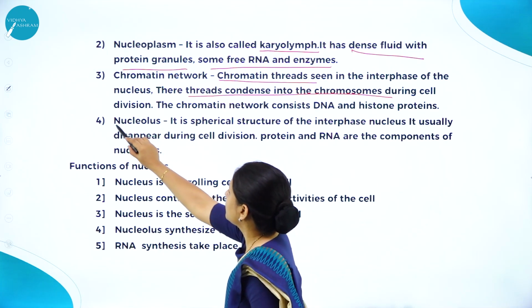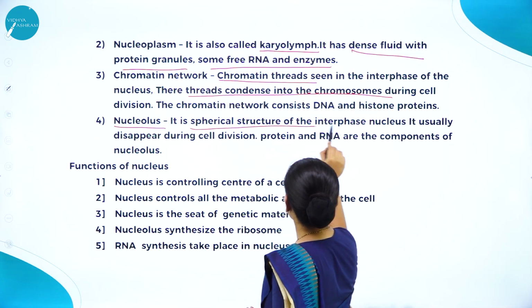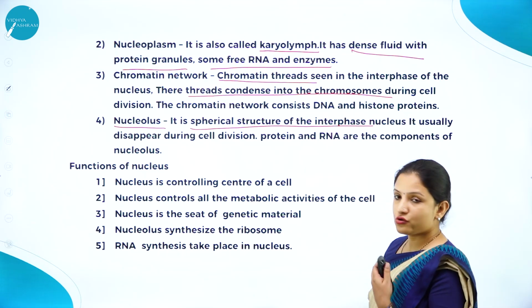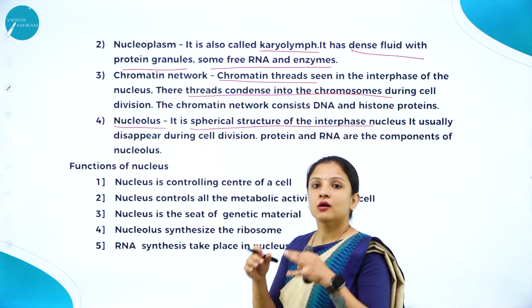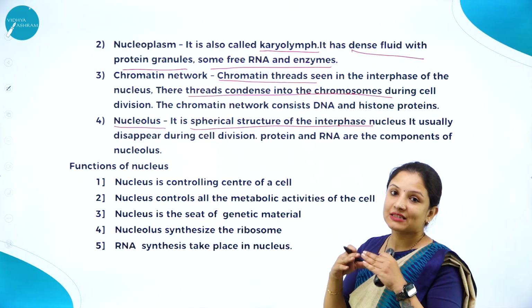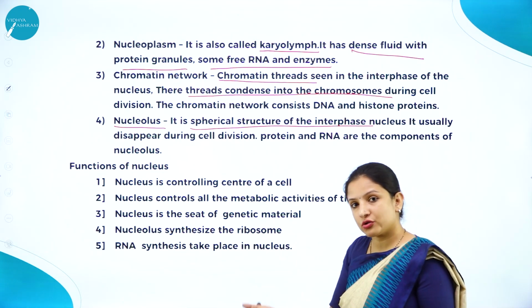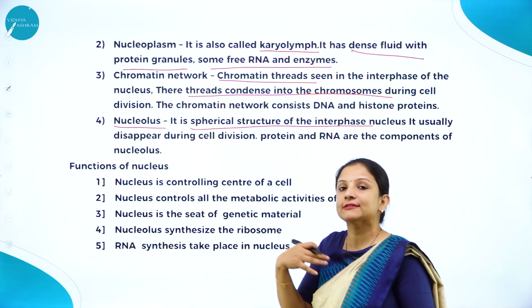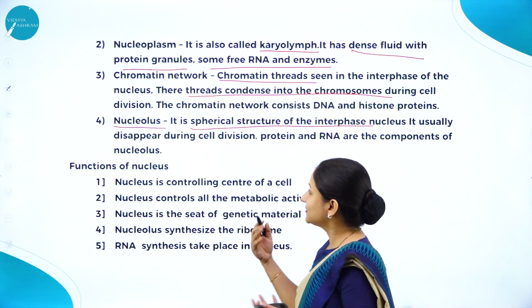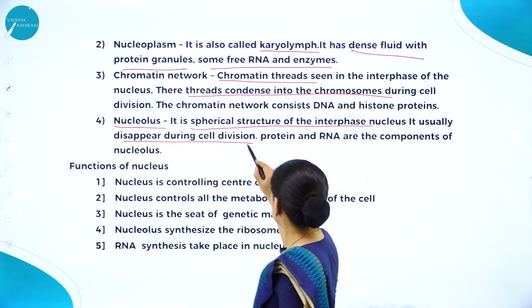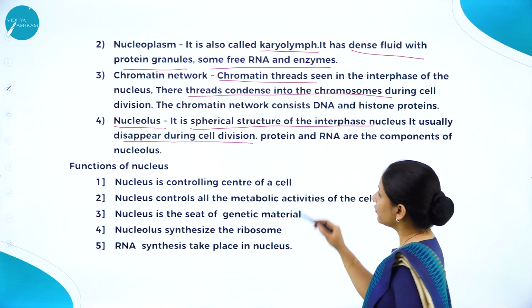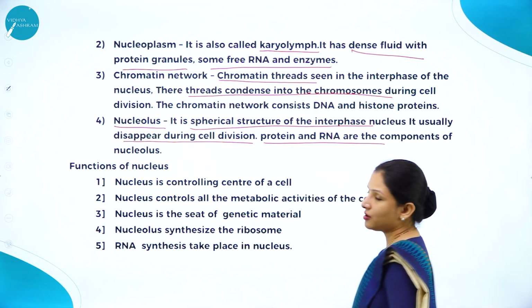Next, it contains the nucleolus, which is a spherical structure, and it usually disappears. Nucleolus is seen only during the resting stage of the cell, that is in the interphase. Later on, when they get into the division process, right from the prophase until the cytokinesis, they will disappear during the cell division. And apart from that, in the nucleolus, protein and RNA are also present.